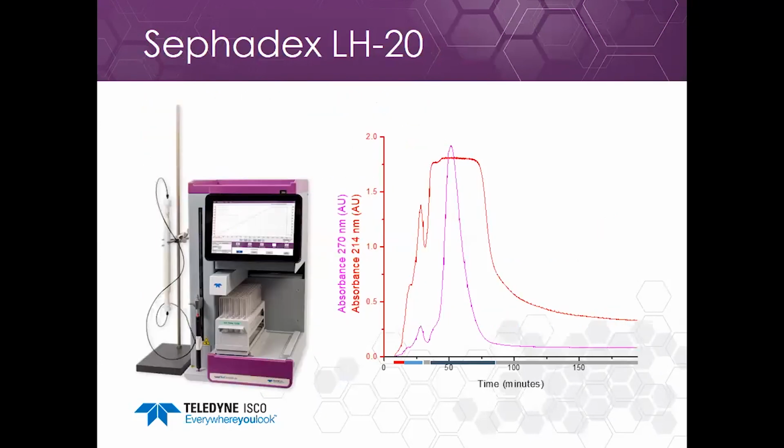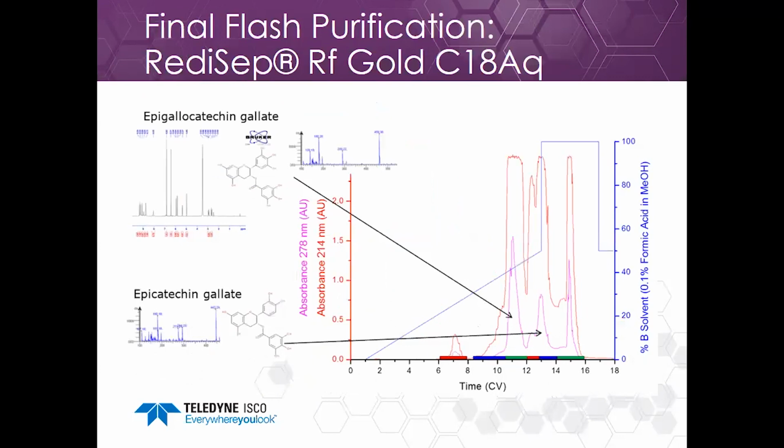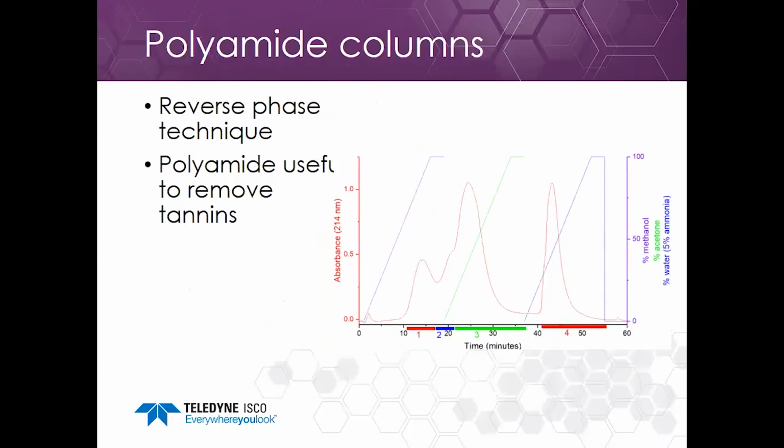And as an example over here, we have a Sephadex column that's hooked up to a CombiFlash NextGen system. The compound eluted as a band, and I used it to clean up a phenolic compound. After the phenolic compound was cleaned up, I used a RediSep C18 Gold column to purify epigallocatechin gallate and epicatechin gallate.